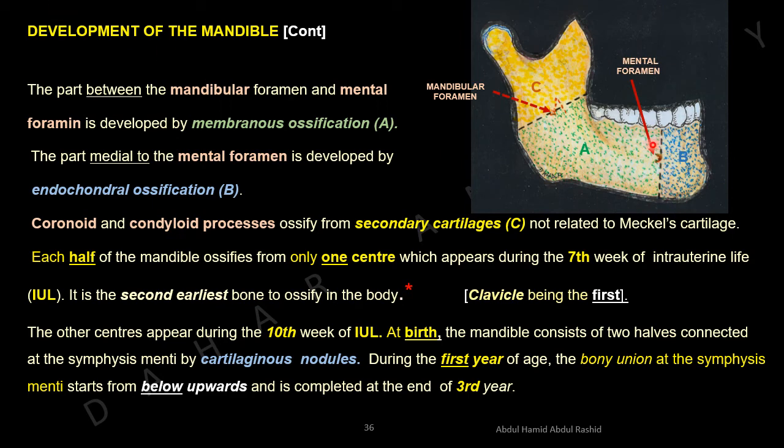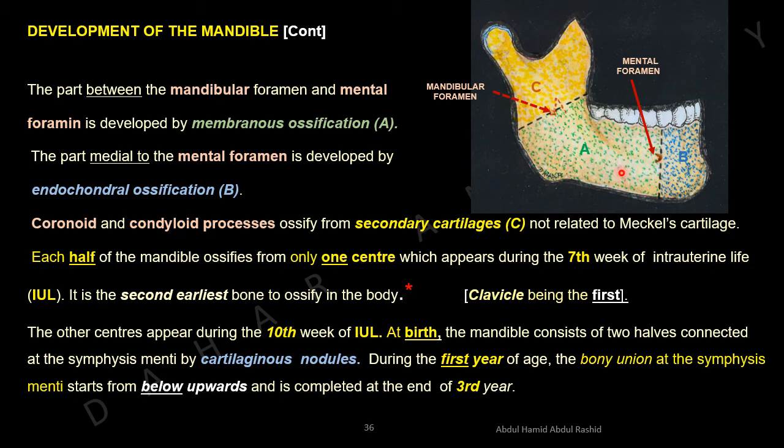This is the mental foramen. You can see it from the external surface of the body of the mandible. This is the mandibular foramen on the internal surface of the ramus of the mandible. The part between the mandibular foramen and the mental foramen is developed by membranous ossification, area A.